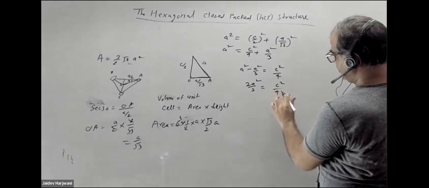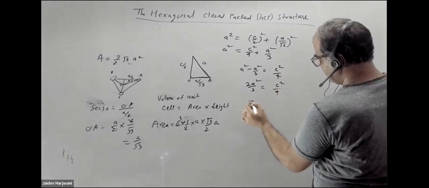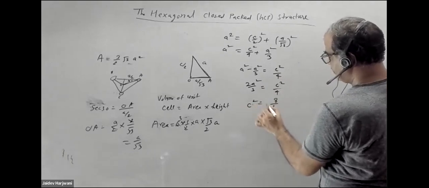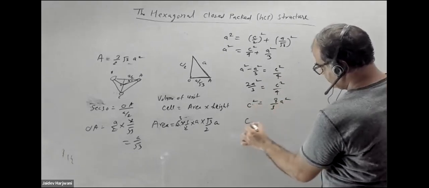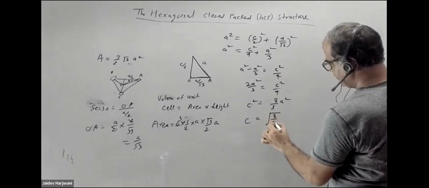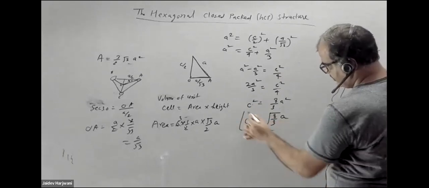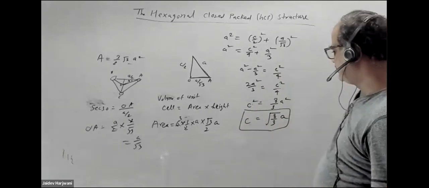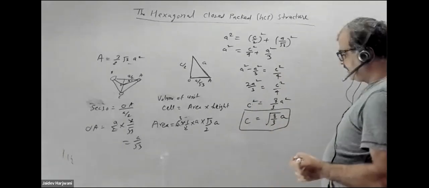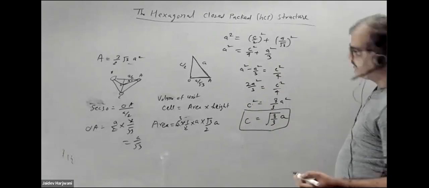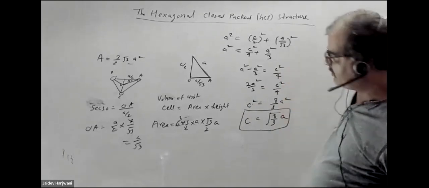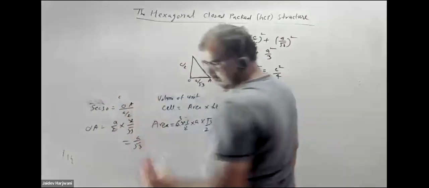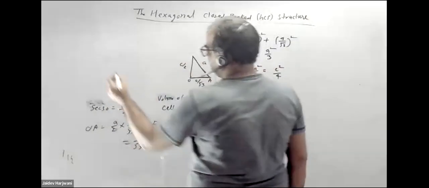So this will give me 2a square by 3 equals c square by 4, and c square equals 8/3 a square, so c equals under root 8/3 a. This is the famous relation, you should remember this one. Now you know everything. Now you want to calculate your atomic packing fraction.